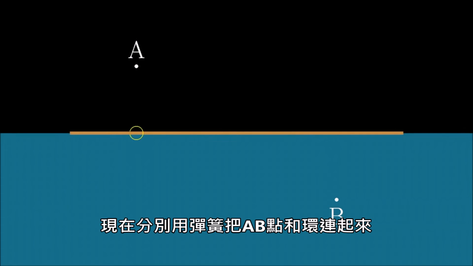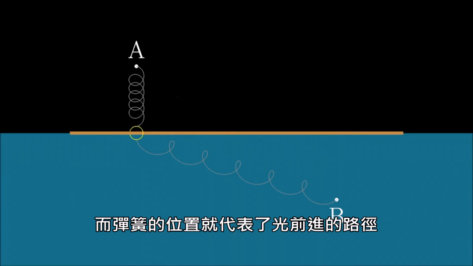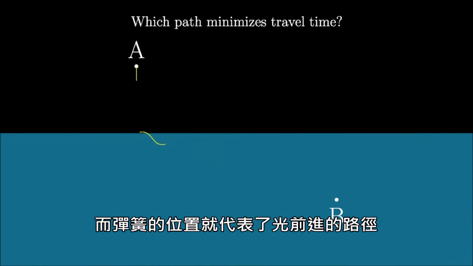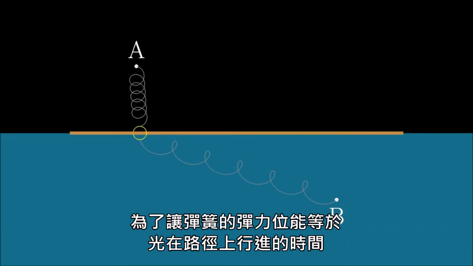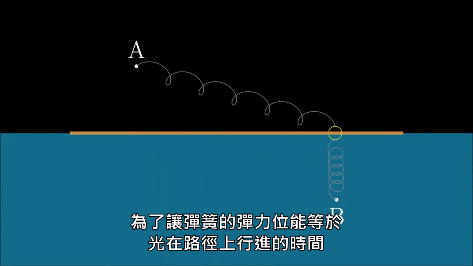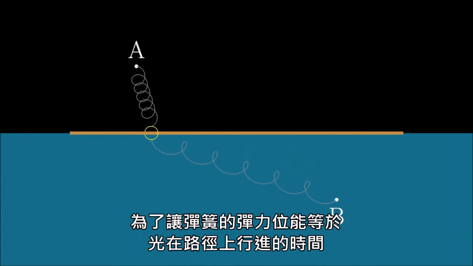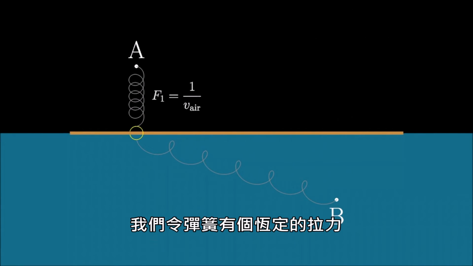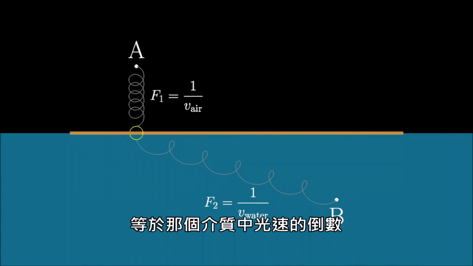Now, attach a spring from the point A to the ring, and a second spring between the ring and point B. You can think of the layout of the springs as a potential path that light could take between A and B. To finagle things so that the potential energy in the springs equals the amount of time that light would take on that path, you just need to make sure that each spring has a constant tension, which is inversely proportional to the speed of light in its medium.